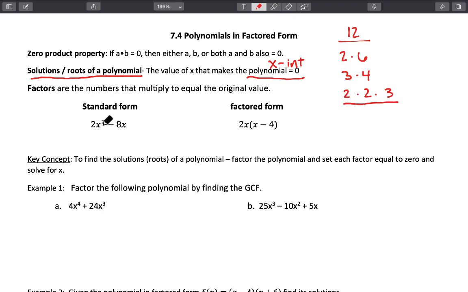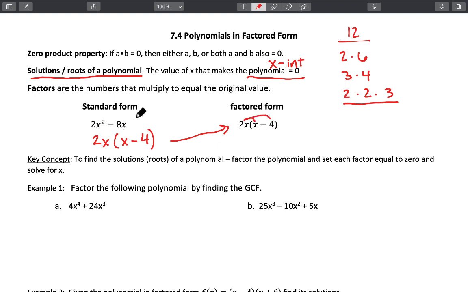So let's take a look at 2x squared minus 8x. This is standard form, and you can see that the degree of this polynomial is 2. If I were to factor out the GCF, I would divide a 2x out of both of these terms, and my result would be 2x times (x minus 4). And this is considered the factored form. I broke this polynomial, 2x squared minus 8x, down into smaller linear factors that, when multiplied back together, would give me that starting polynomial.